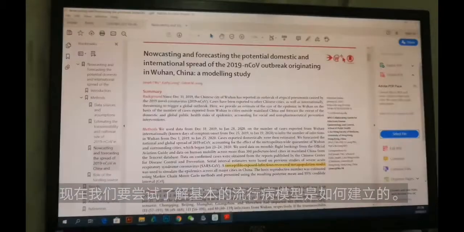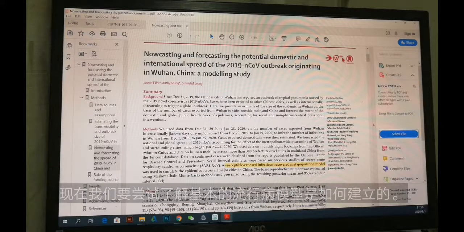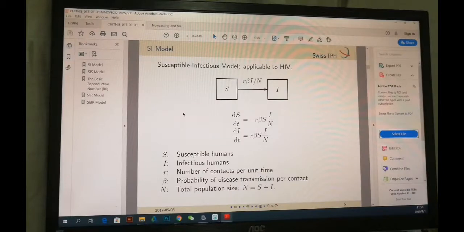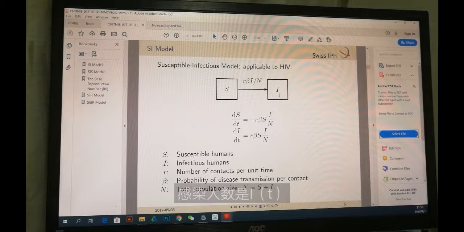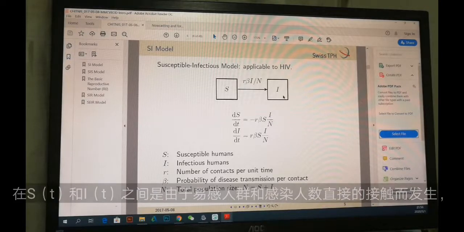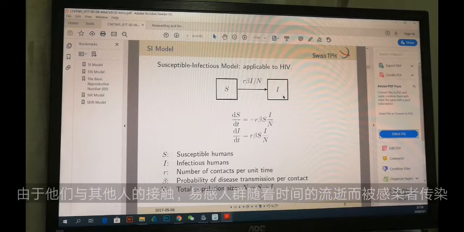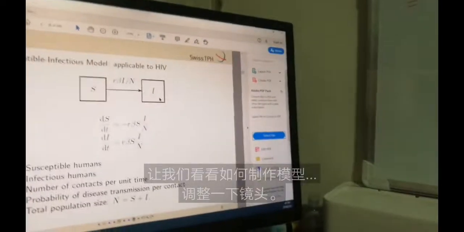Okay, now we're going to see whether it's possible for us to understand how the basic epidemic model was made. Assume that the total number of the population is N. The number of suspected people is S. The number of infected people is I. And what is happening in between S and I is that the suspected, because of their contact with the rest of the people, are becoming infected through time. So let's see how the model can be made.